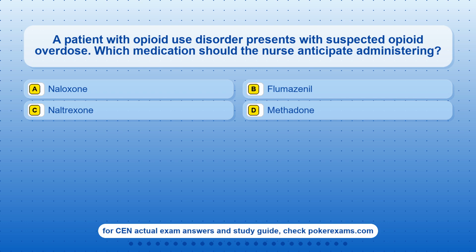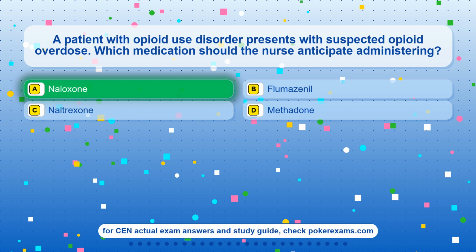Question 19. A patient with opioid use disorder presents with suspected opioid overdose. Which medication should the nurse anticipate administering? Option A. Naloxone. Option B. Flumazenil. Option C. Naltrexone. Option D. Methadone.